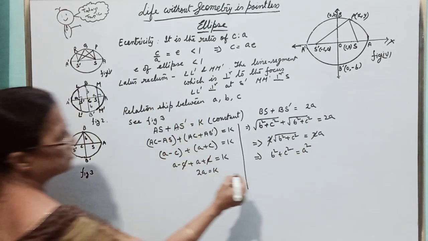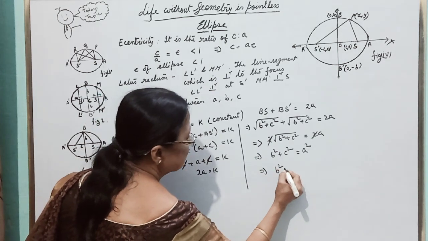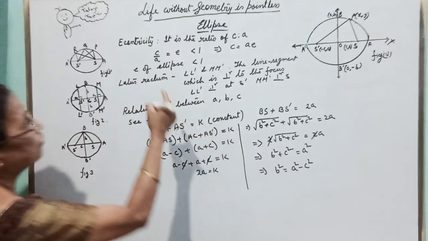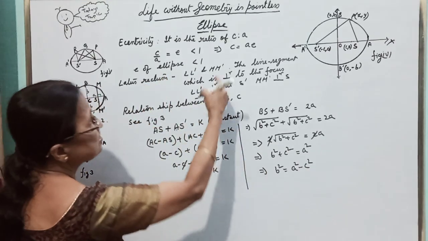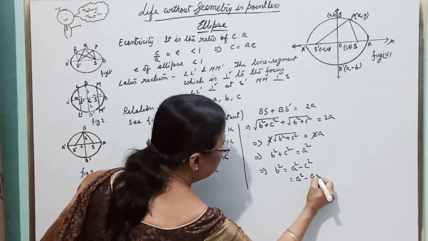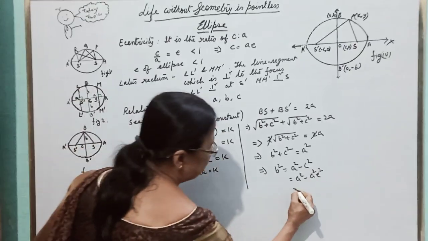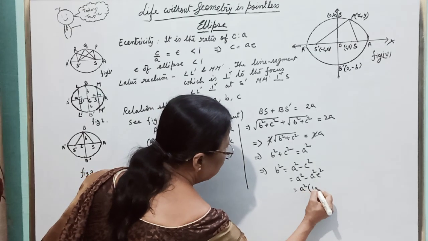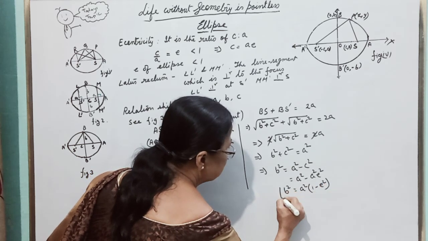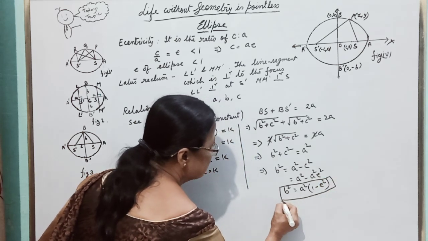What is the relationship between these two? So I can write again, b square is equal to a square minus c square. Now what is c? c is equal to ae. So I can write a square minus a square e square. I can take a square common, 1 minus e square. So b square is equal to a square into 1 minus e square.